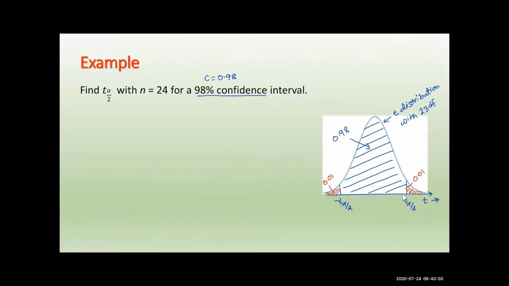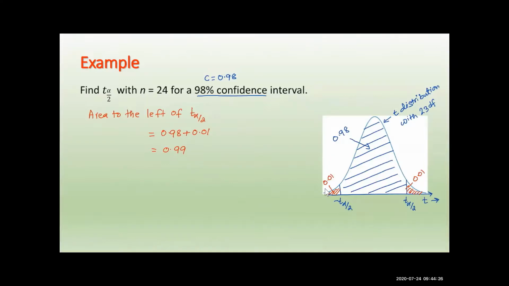Once you have that area, you can easily find the total area to the left of T alpha over 2. So let's find that. The area to the left of T alpha over 2 is equal to, you can see in this graph now, from here all the way up to here, that's 98%, then plus 1%. So it is 0.98 plus 0.01, 99% or 0.99.